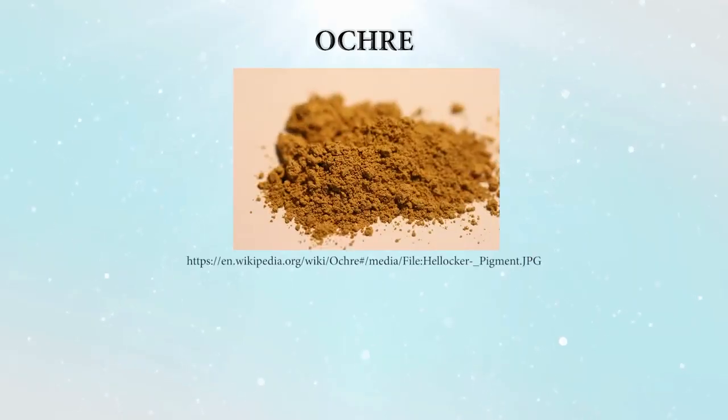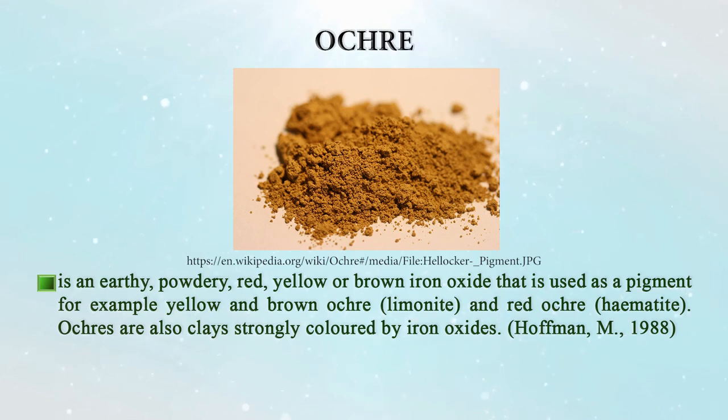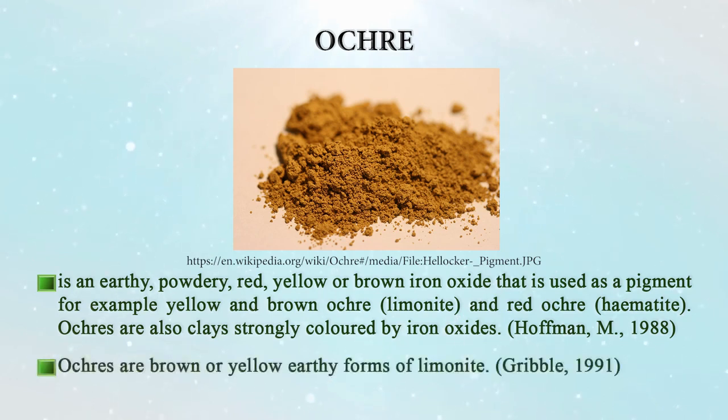Now what is this terminology, ochreous matter? So ochre is an earthy, powdery, red, yellow or brown iron oxide that is used as a pigment. For example, yellow or brown ochre and red ochre. Yellow or brown ochre is mostly limonite, and the red ochre mostly comes from hematite. Ochres are also clays strongly colored by iron oxide, which was defined as such by Hoffman. Gribble defined ochres as brown or yellow earthy forms of limonite. So these are the ochreous matter which I am talking about.